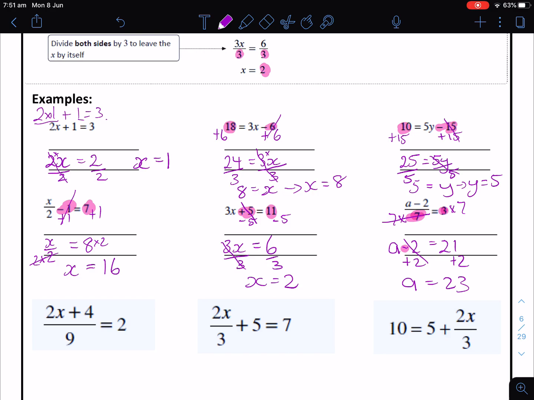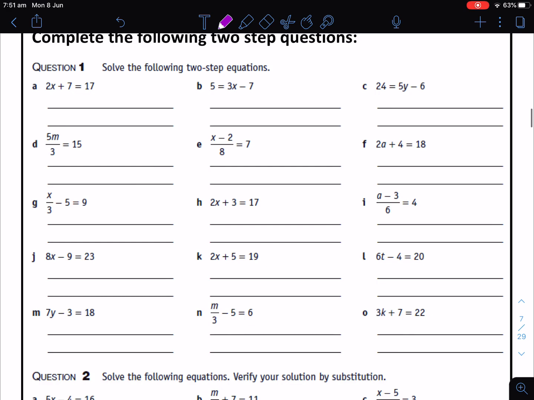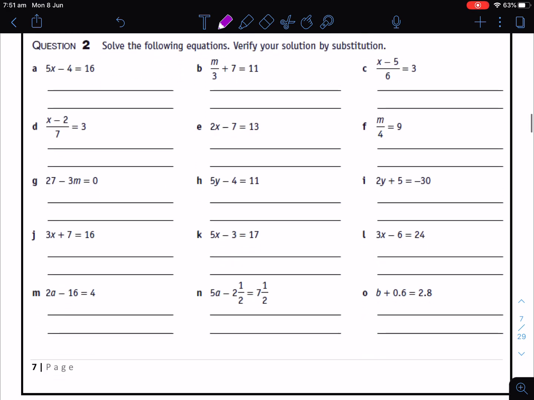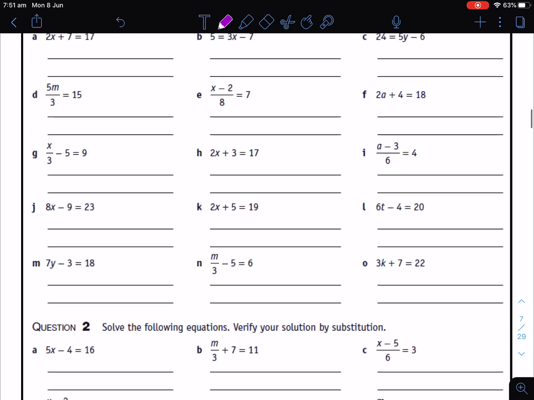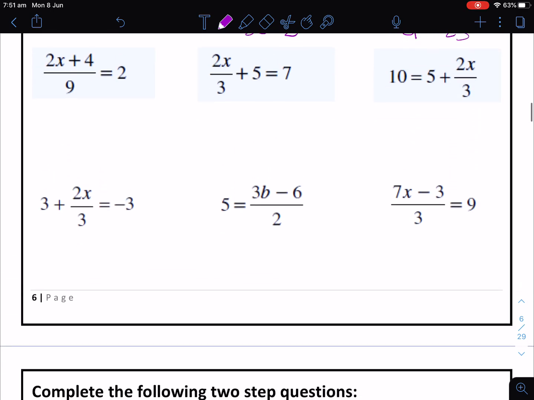Alright, so there are two-step equations. Now, there is a page of two-step equations here for you to work through. Just one page there, some addition, subtraction, and multiplication and division ones. And then once we've done that, we've got some three-step equations. So we'll do the three-step equations next.